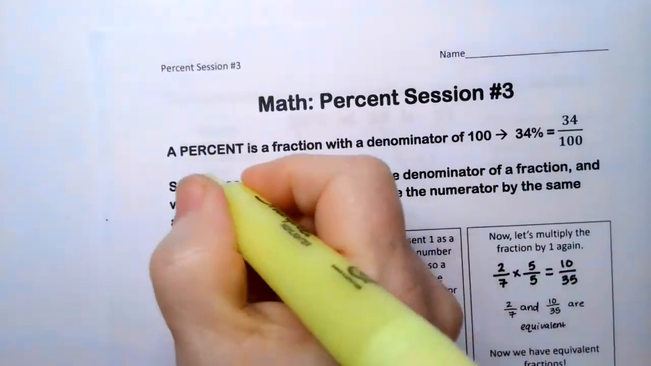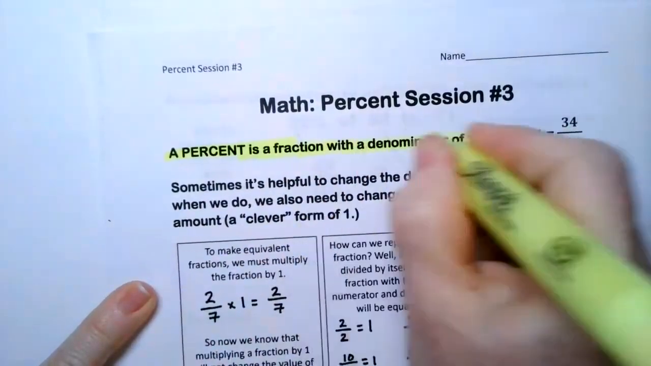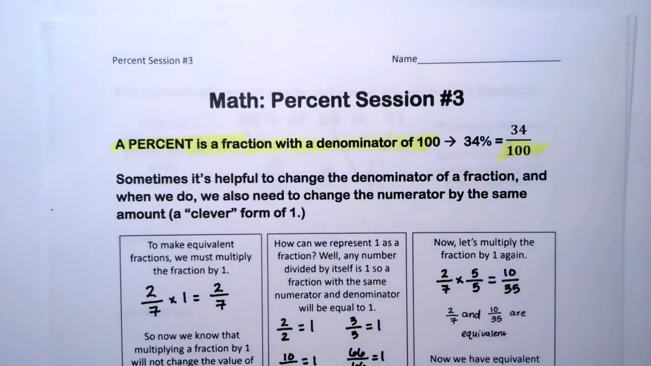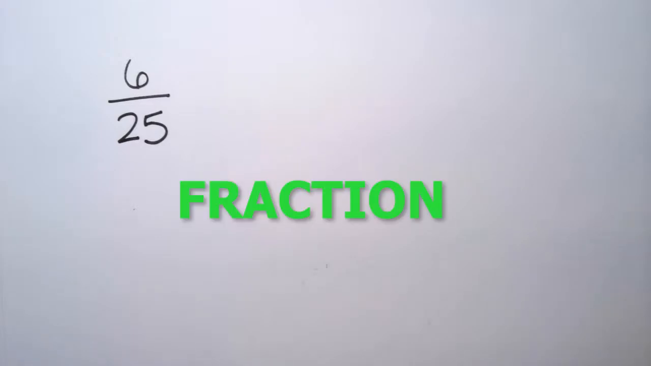A percent is, read this word, percent is a what? It is a fraction that the denominator is 100. Look, we like 100 because that's a number that's really easy to work with. So now I'm gonna take this away. 6 over 25. Is that a fraction or a decimal? That's a fraction, very good.